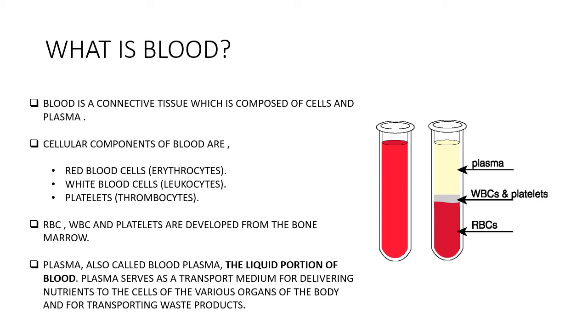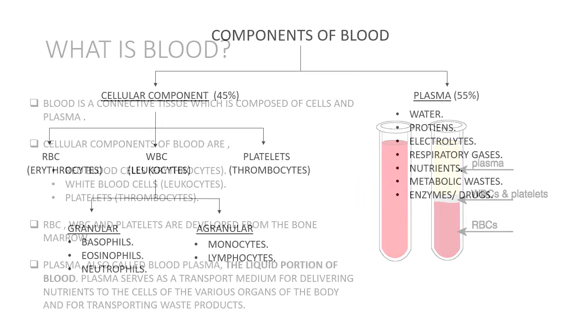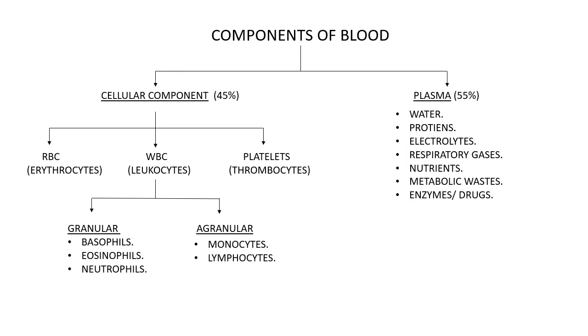RBC, WBC, and platelets are developed from the bone marrow. Plasma, also called blood plasma, is the liquid portion of blood. Plasma serves as a transport medium for delivering nutrients to the cells of various organs of the body and for transporting waste products. The following flowchart gives you a clear understanding of components of blood.